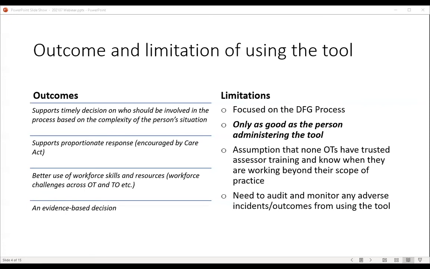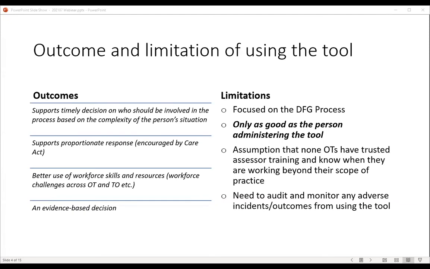Like any tool, it does have its limitations. At the moment, I can see those limitations are that it is focused on the DFG process. So for those working in independent practice, it's probably not a relevant tool for yourselves. I don't know if we've got any colleagues from the other three nations. I suppose there will be some overlaps, but in developing it, it was very much around the DFG process.